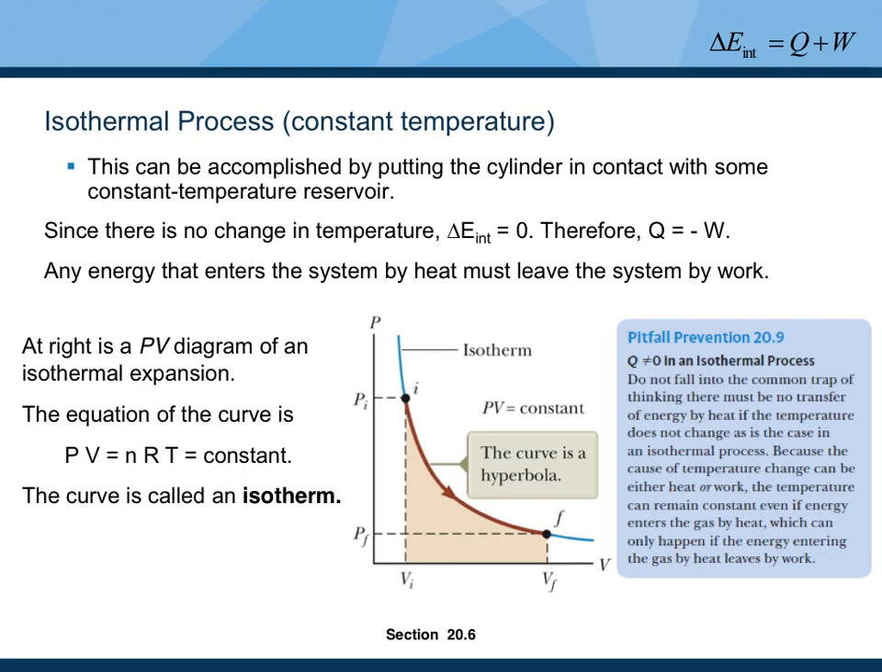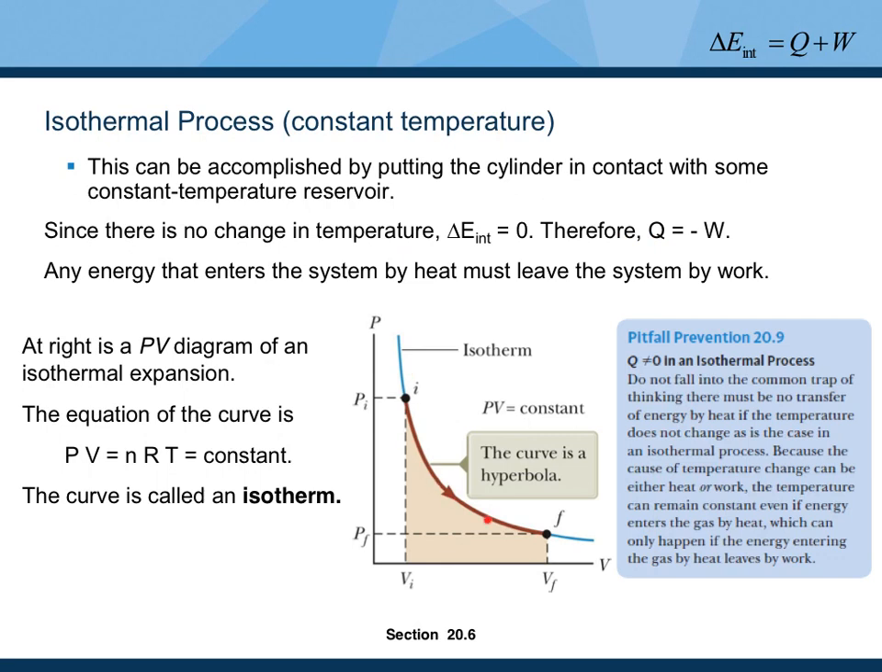Isothermal process is a constant temperature process. If there is no change in the temperature, then the internal energy will not change. So we have Q equal to negative W. It means that any energy that enters the system by heat must leave the system by work.